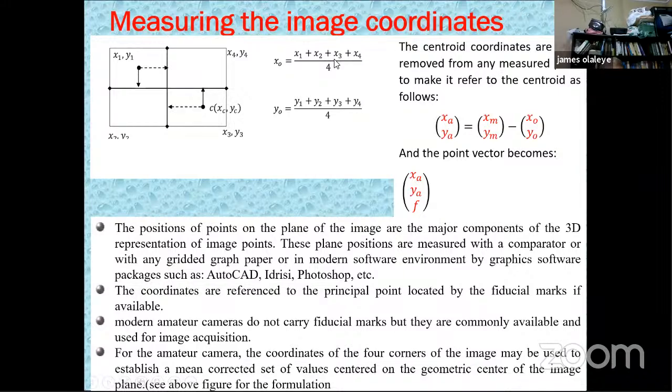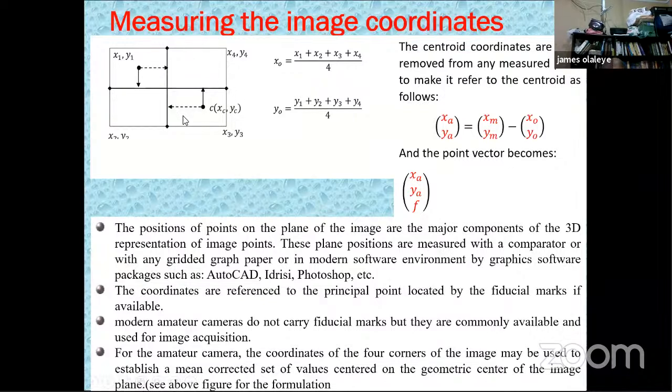Now, I have a simple example of how you can measure coordinates on a photograph, a photograph that does not have a fiducial map that we can use to impose a coordinate system on it. So we are using this method to measure coordinates on the image.